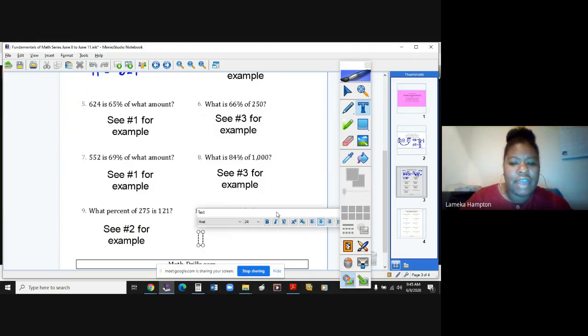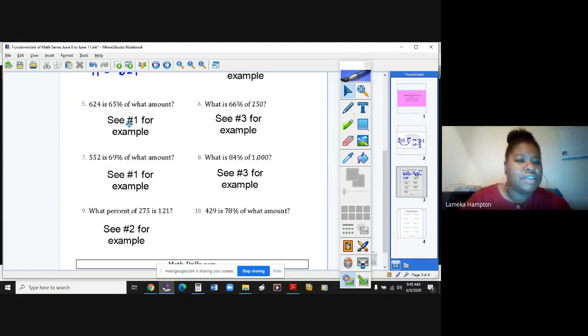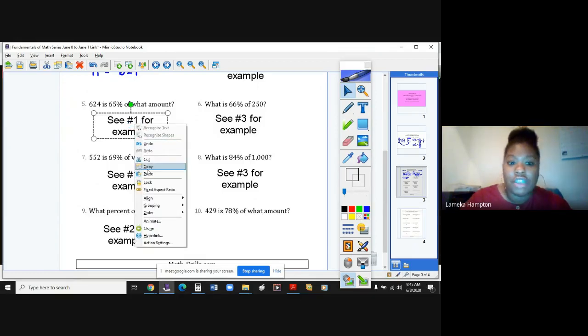And then last but not least, I have number 10. 429 is 78% of what amount? This follows the same format as the majority of the problems on here, which is number 1.